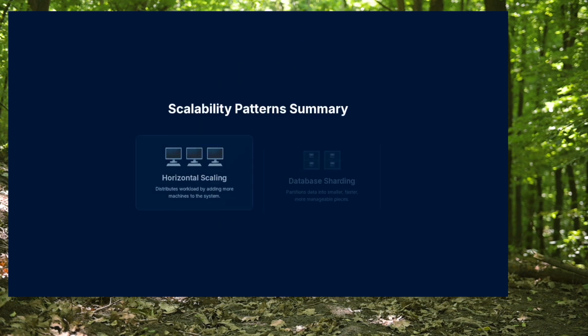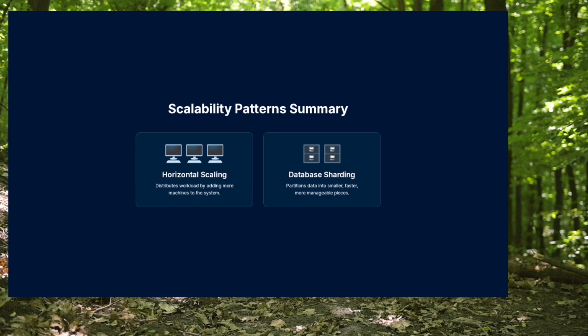In summary, horizontal scaling and database sharding are powerful patterns for building resilient and high-performing systems. They allow architectures to adapt to growth, ensuring continuous service and optimal user experience.